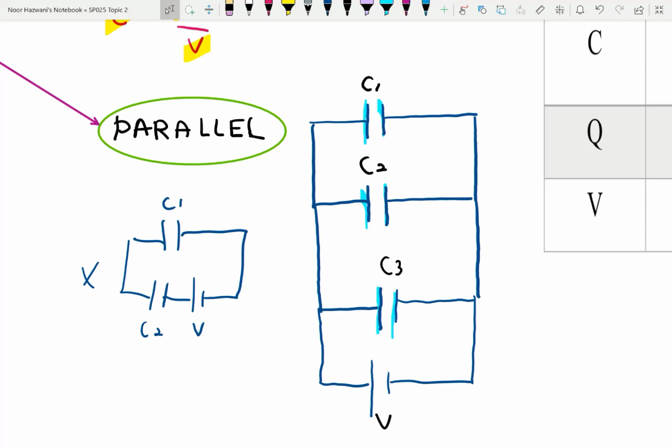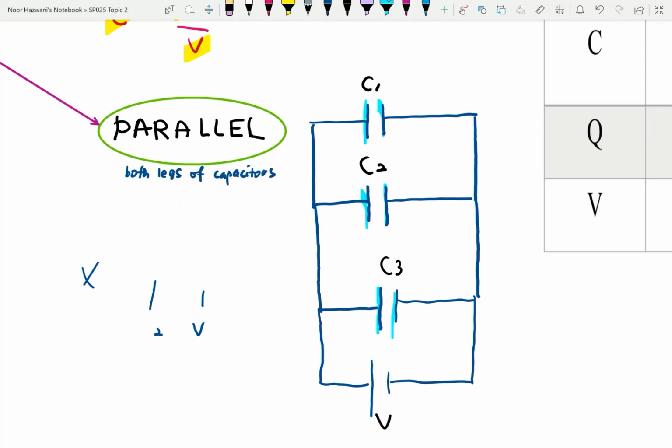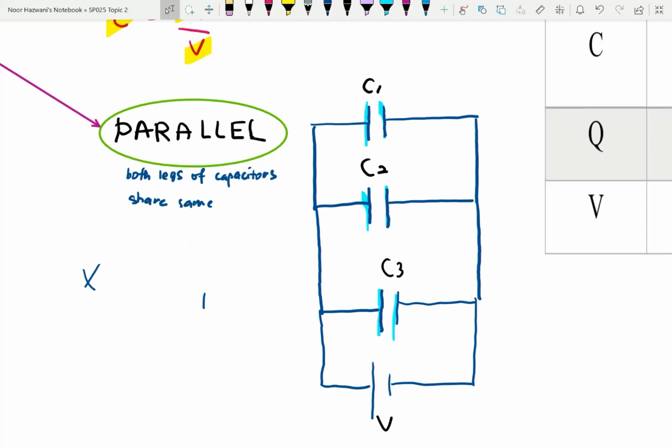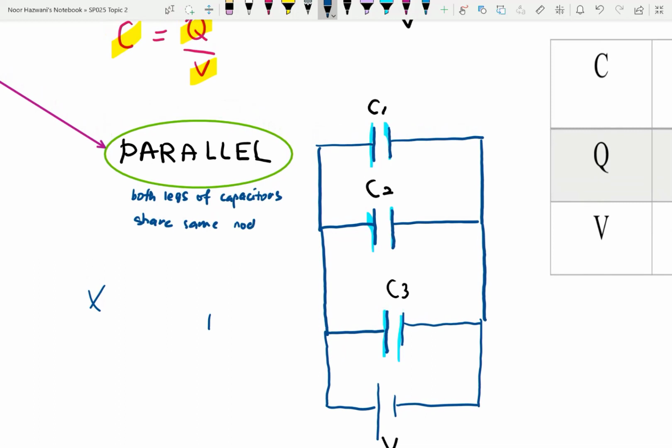conducting plates kanan dan kiri mesti share same junctions. Okay, junction tu apa junction tu? Okay, untuk kenali dia adalah parallel, both leg of capacitor share same nodes. Okay, nodes ataupun kita panggil dia sebagai junction.